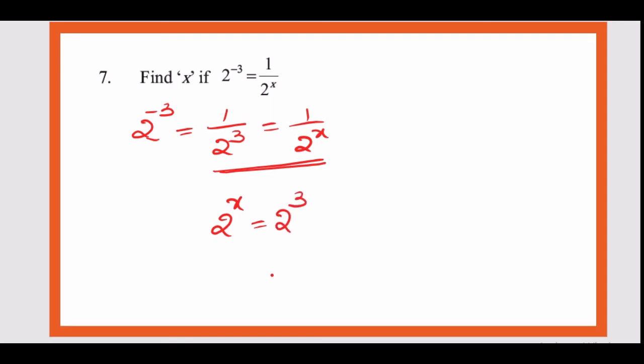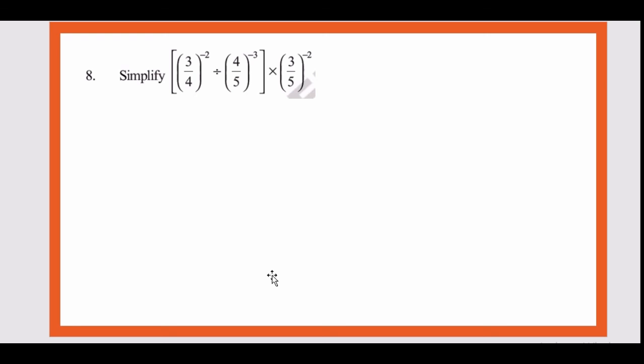Now this is nothing but in my equation form where bases are equal. So when bases are equal, exponents also should be equal. So the value of x is nothing but 3. The value of x is 3. Now let's see this question.